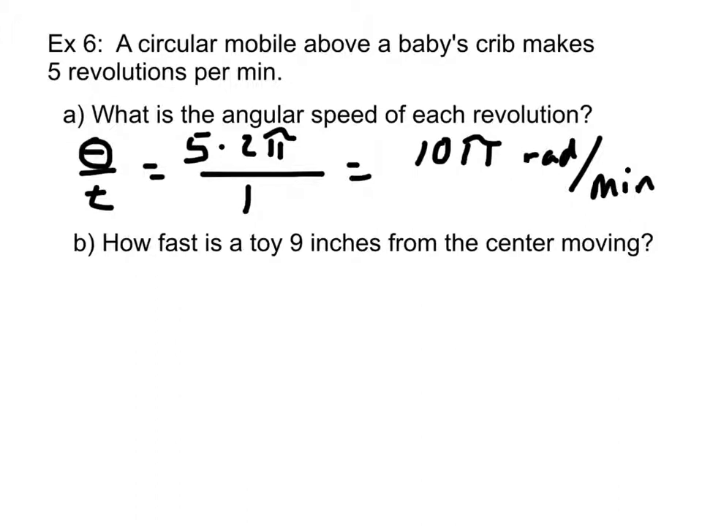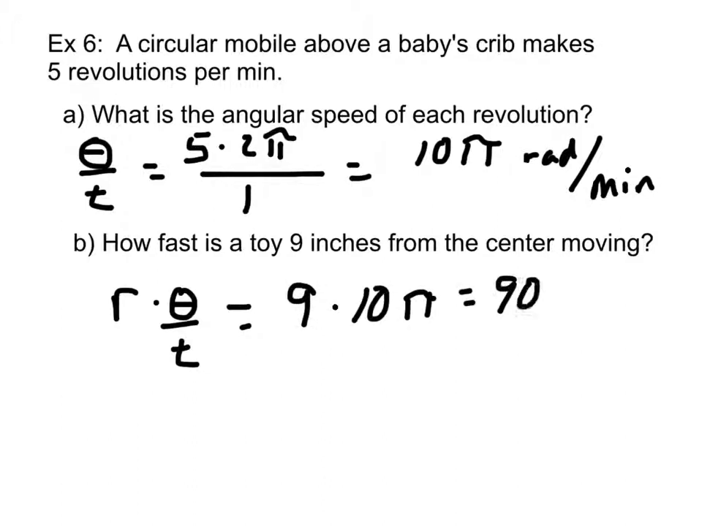How fast is the toy that is 9 inches from the center moving? Remember, speed is r times theta over time. Well, we just calculated theta over time, and they told us r is 9, so you have 9 times 10 pi, and you end up with 90 pi inches per minute.